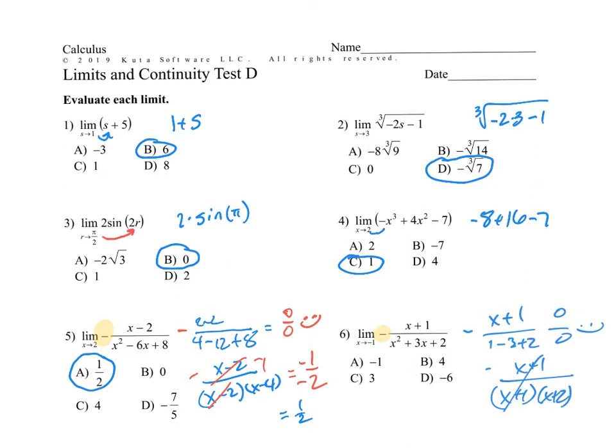These guys cancel. I have a negative 1 on top. Don't forget that. And so this is going to be negative 1 over 1, which is negative 1. So we got letter A again. Okay, the first 4, straight up substitution. The next 2, factoring and canceling because we have indeterminate forms.